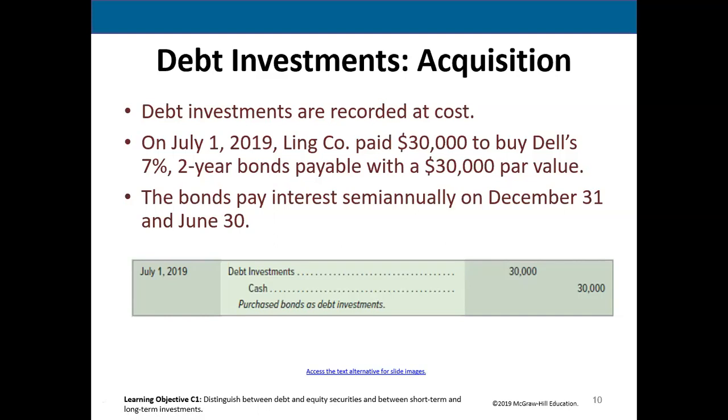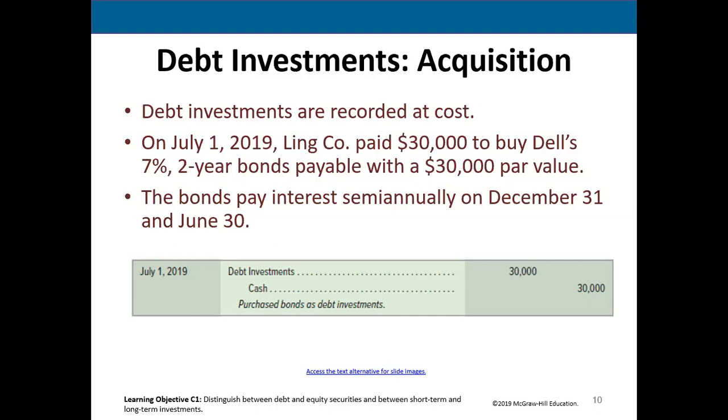So what does the investor do when they buy the bond? Well, in this case, and in all cases in this chapter, they're going to buy the bond at its par or principal. We're not even getting into making it more complex by having Ling pay more or less. In a more advanced accounting course for my accounting majors out there, you'll see what happens.